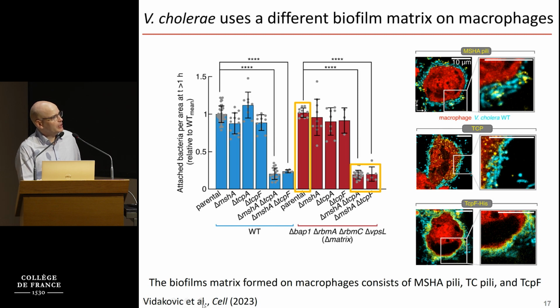The toxin co-regulated pili are also present, and there is another component of the matrix that we found to be very important, a protein called TCPF, which is the most highly secreted protein that Vibrio cholerae produces in these conditions. This protein apparently coats the surface of the macrophages before Vibrio cholerae attaches, and then Vibrio cholerae attaches with its TCP pili to the TCPF that it has previously deposited on the macrophage surface.